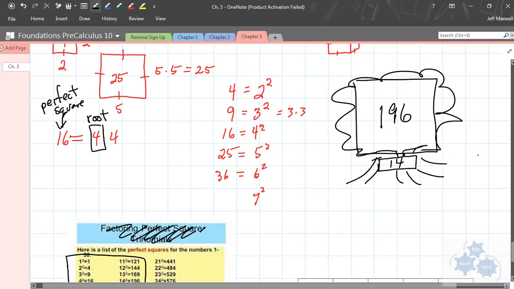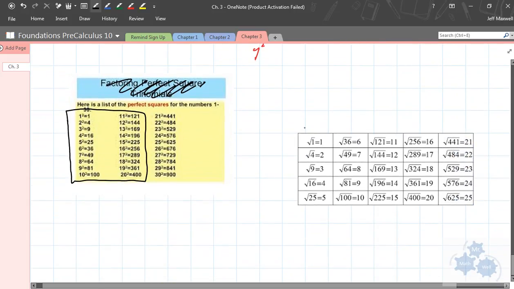Where does it come from? Where does that square come from? 14 squared is 196. Now there's notation here that you've probably seen before, but this sign right here, that looks something like this, is called a square root sign. Okay? It's a square root sign.